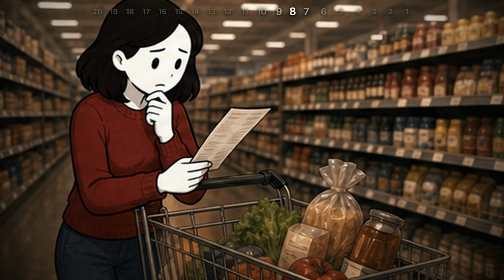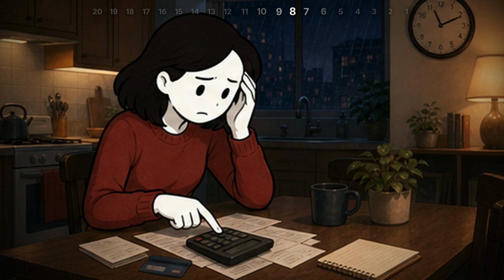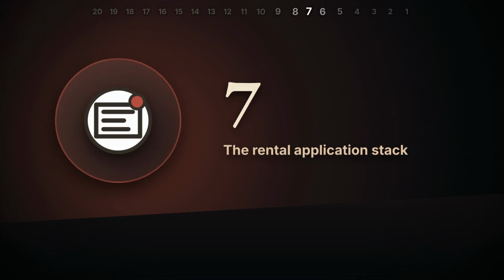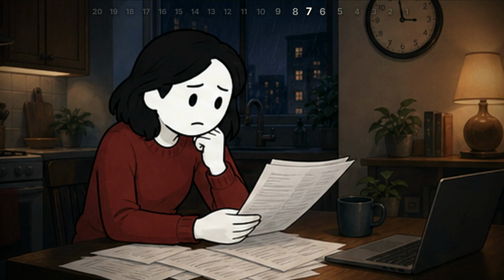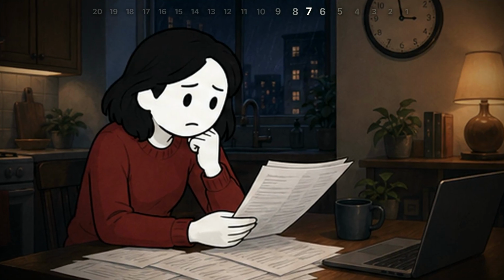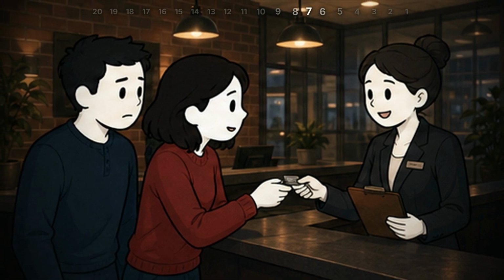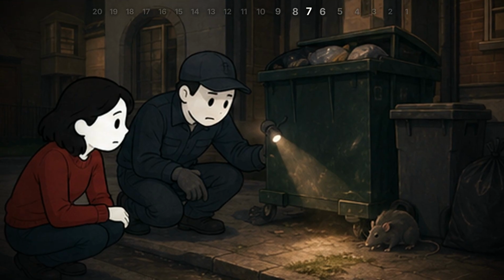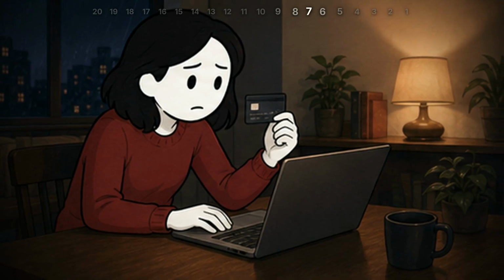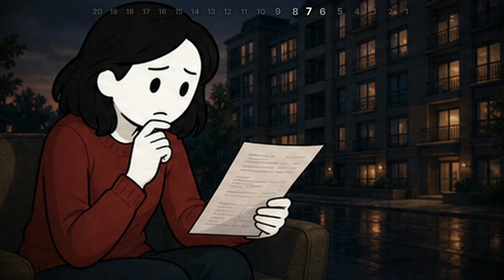The next charge begins with a monthly price, then lets small extras rebuild the total. Number 7, the rental application stack. Renters may face application fees, screening fees, move-in charges, parking, pets, trash, pest control, or online payment fees. The names and rules vary by property and state.